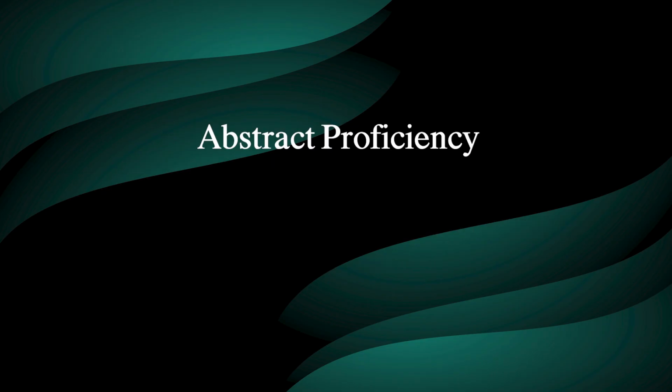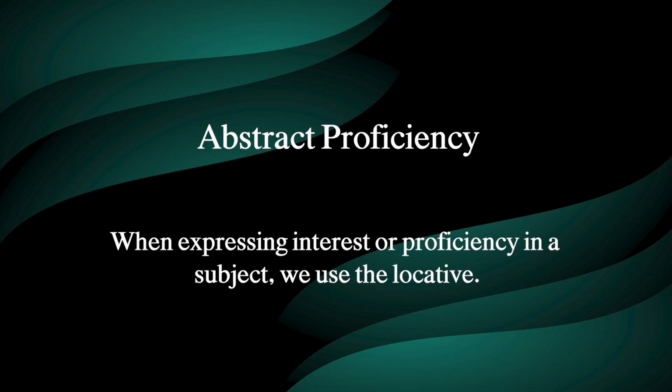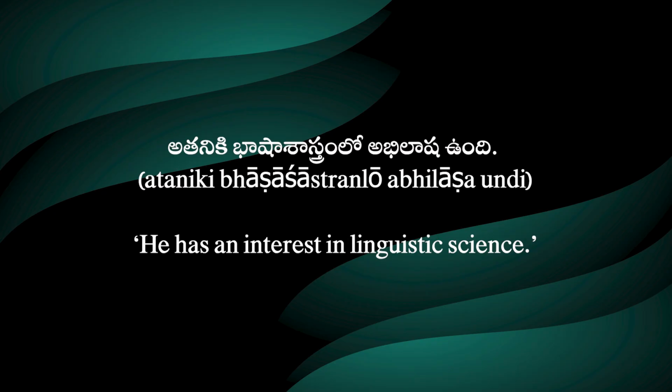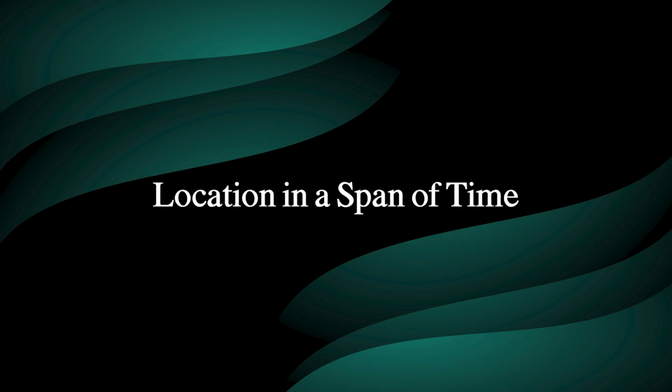Second concept, abstract proficiency. When expressing interest or proficiency in a subject, we use the locative. Example, అతనికి భాషాశాస్త్రంలో అభిలాష ఉంది. He has an interest in linguistic science. Another category, third one, location in a span of time.